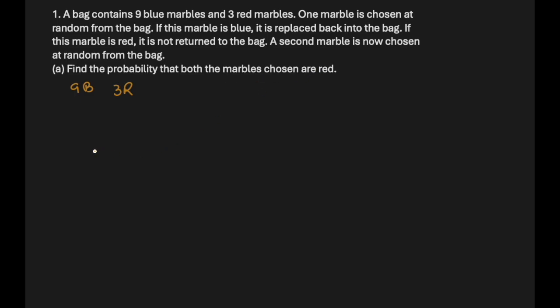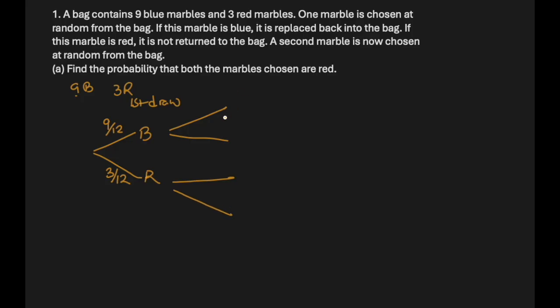So let's draw a tree diagram first. This is the first draw. We'll get either a blue or a red marble. The probability in the first draw is 9 plus 3, 12. So for blue it will be 9 out of 12, and here it will be 3 out of 12. Okay, now the second draw, it will be 2 possibilities again from each previous outcome.